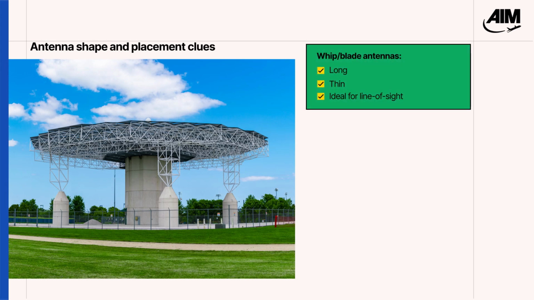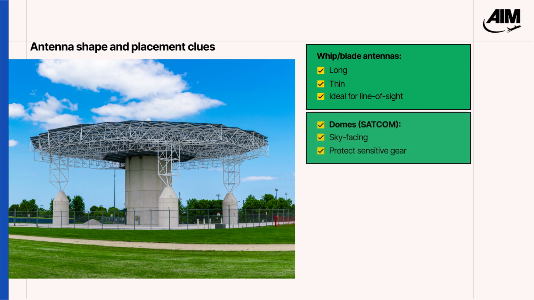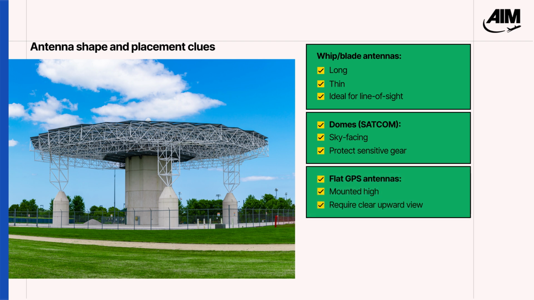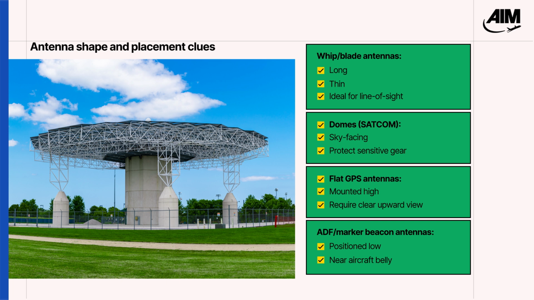Whip and blade types are long and thin, suited for line-of-sight signals. Domes house sensitive equipment and must face the sky. Flat GPS antennas require a clear view upward. ADF and marker beacon antennas sit low, at or near runway level.